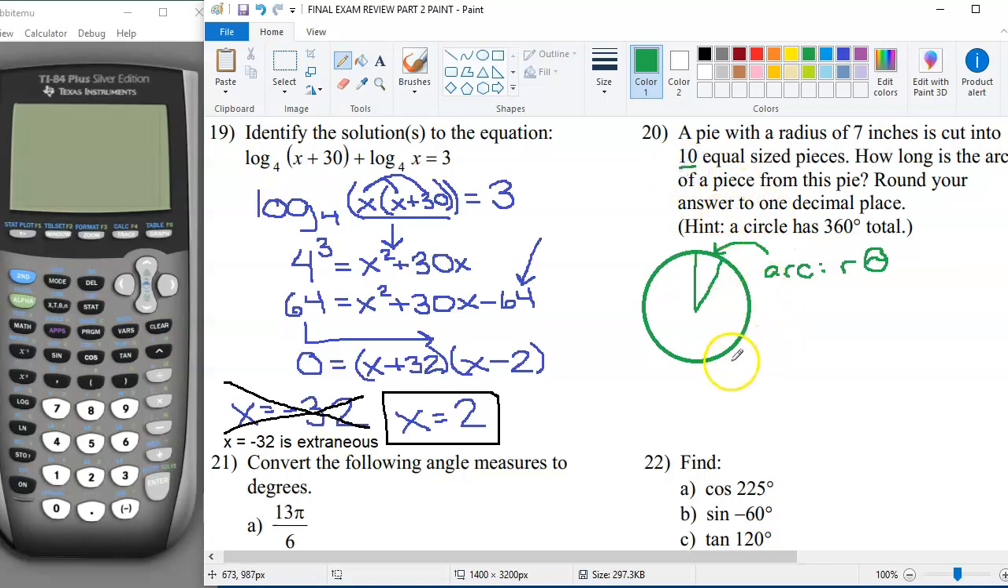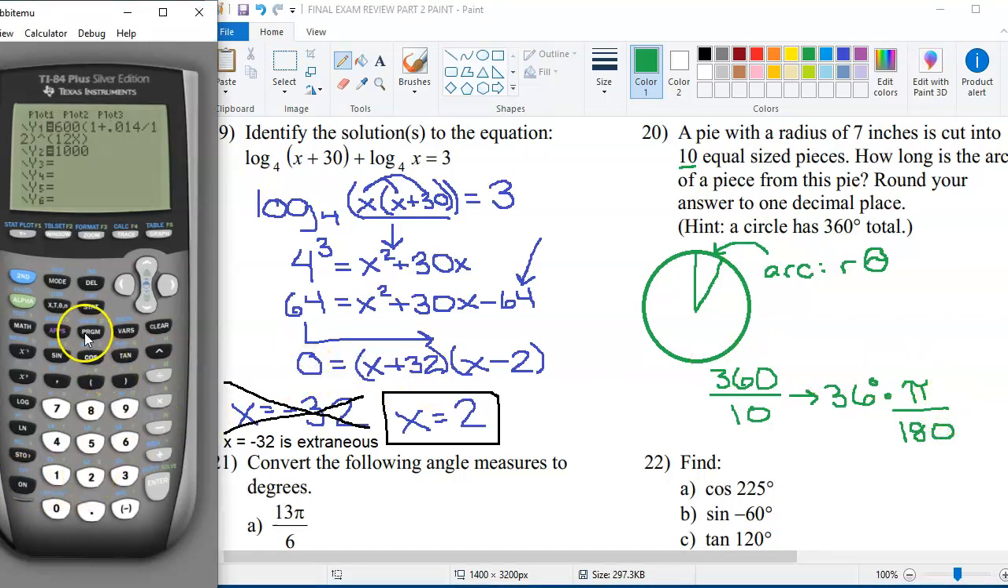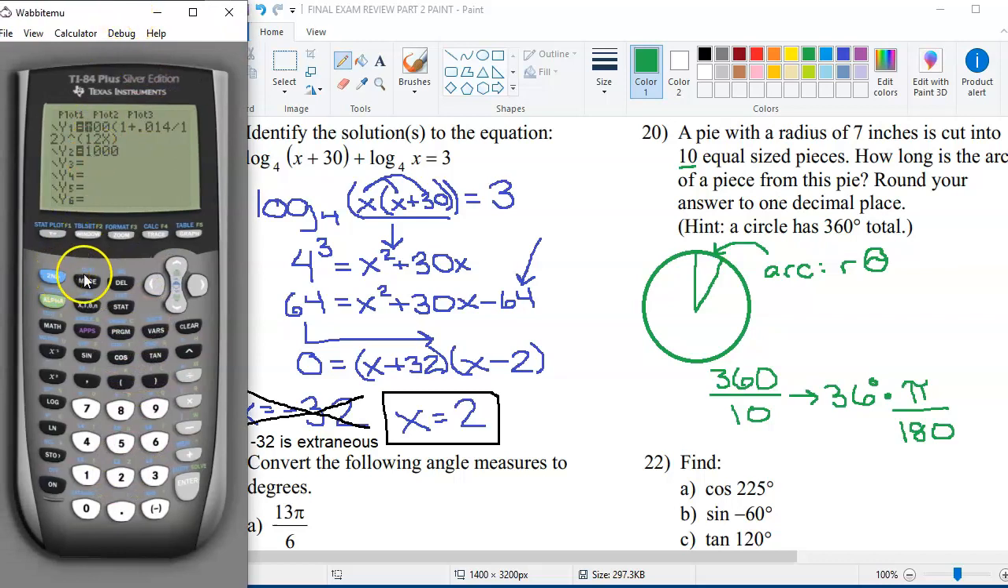10 equal sized pieces. Well, if you've got 360 degrees in a circle and you're cutting it into 10 pieces, that means each piece of the pie is 36 degrees. And if I were to change 36 degrees into radians, every 180 degrees makes a pi. So I am going to quit out of my previous graph. I am going to do 36 over 180. Leave the pi alone because your calculator cannot fraction a pi. And I would get 1/5.